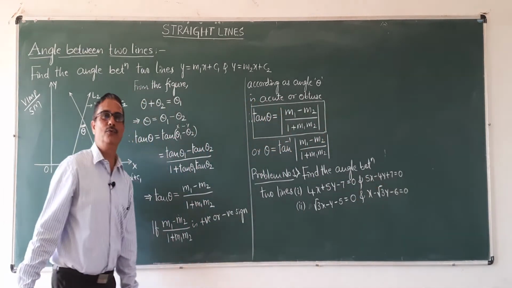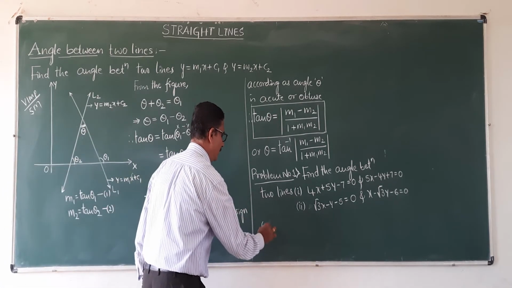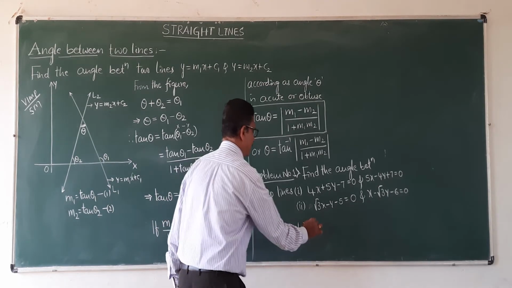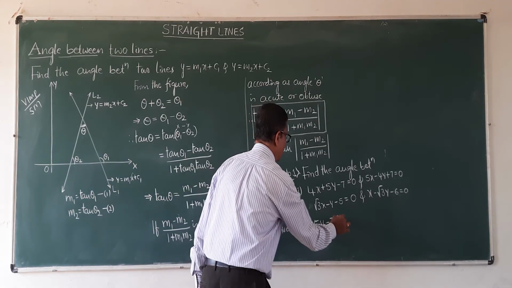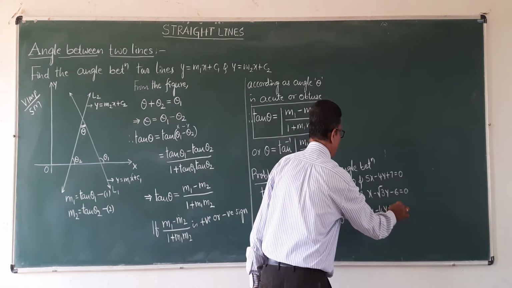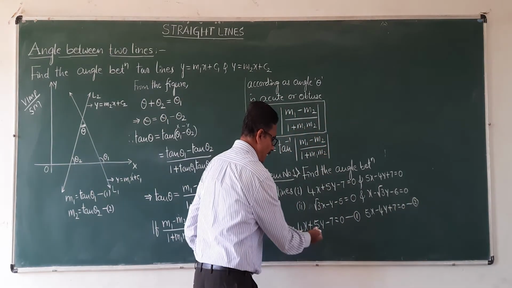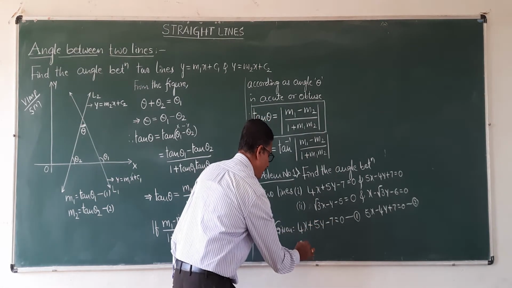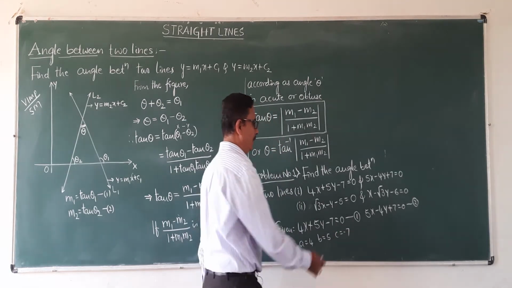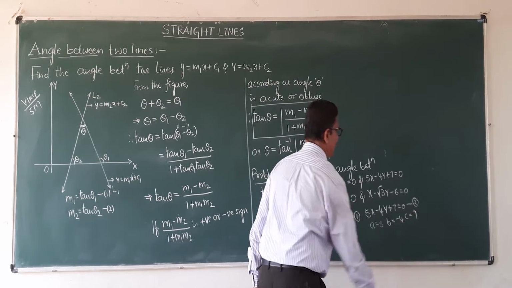2 mark question. Find the angle between two straight lines. Look here, very simple. First one, given data. Input is 4x plus 5y minus 7 is equal to 0. Second line, 5x minus 4y plus 7 is equal to 0. Clearly it is in the form ax plus by plus c. Here a value 4, b value 5, c value minus 7. Whereas line 2, a value 5, b value minus 4, c value 7.